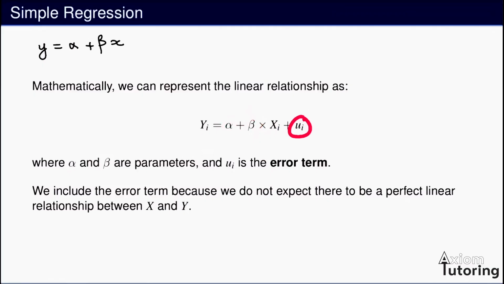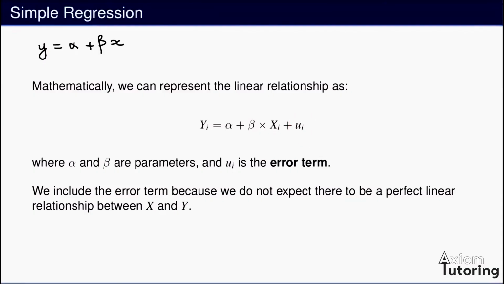But notice this error term indicates that the linear relationship doesn't explain everything. And what is not explained by this linear relationship is basically stored in this term, the error term, right? So we include the error term because we do not expect there to be a perfect linear relationship between x and y. And so everything that is not explained by the model will be in this error term u_i.